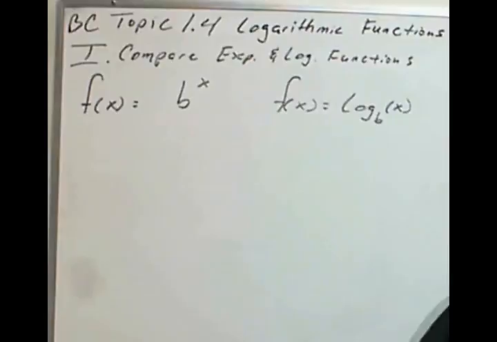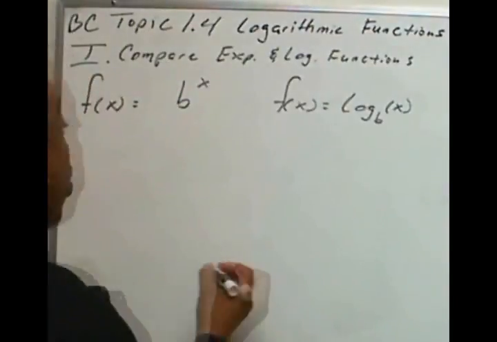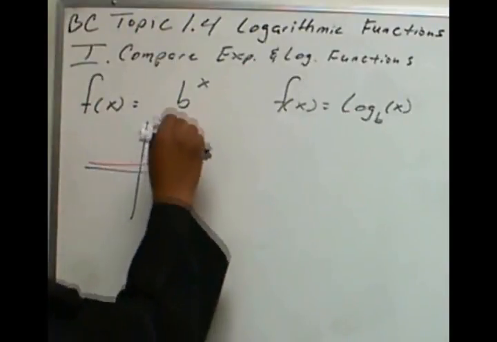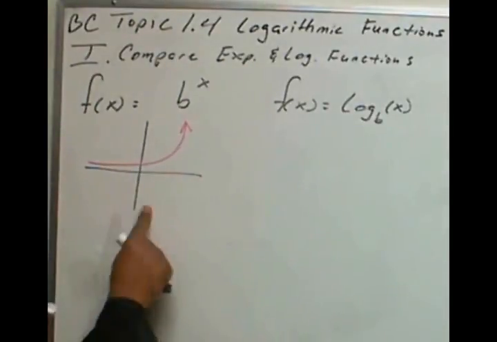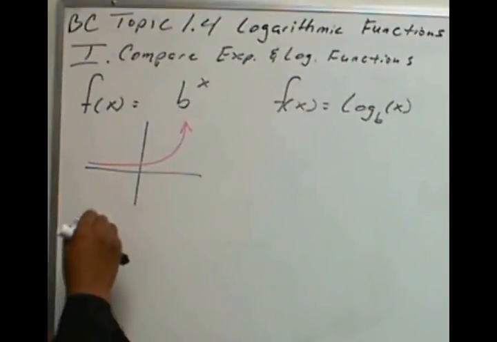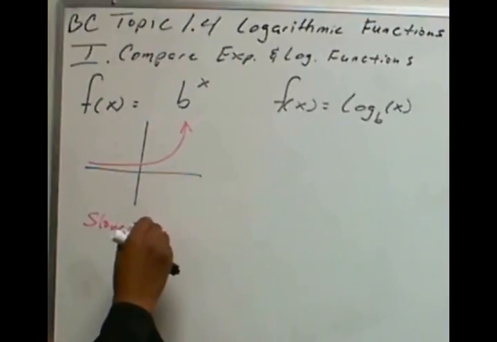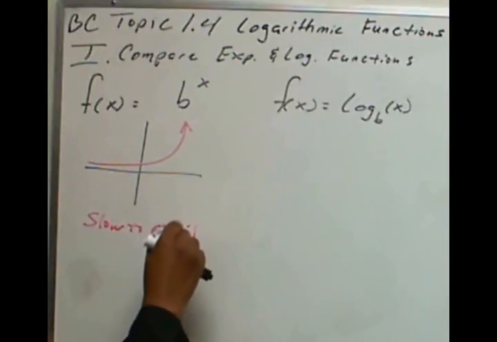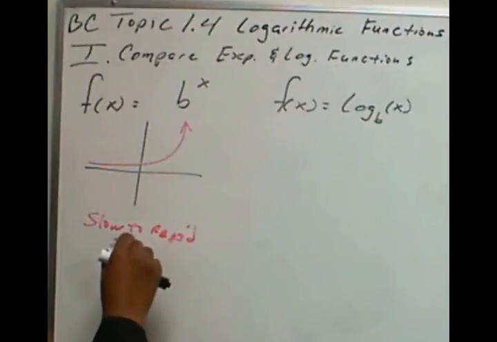Let's go back to exponentials. When we graph the basic exponential, we'll find that the graph is slow to rapid growth. Again, this is slow to rapid growth.